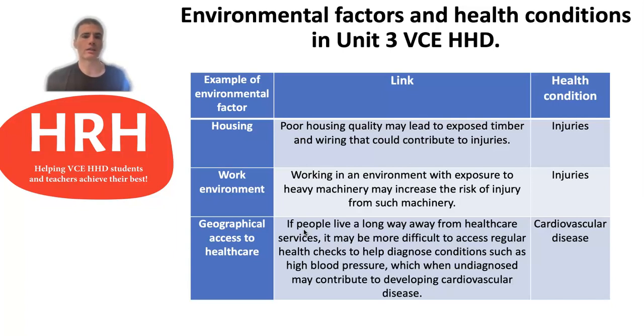But what you might be asked to do is give an example of an environmental factor and link it to a health condition. And so this table here gives you an opportunity to practice making that link. So for example, for housing there, you can see that poor quality housing might lead to exposed timber and wiring, and that could contribute to injuries. And so it doesn't have to be a super detailed and complicated link, but you have to show how that particular example of an environmental factor might contribute to a health condition.